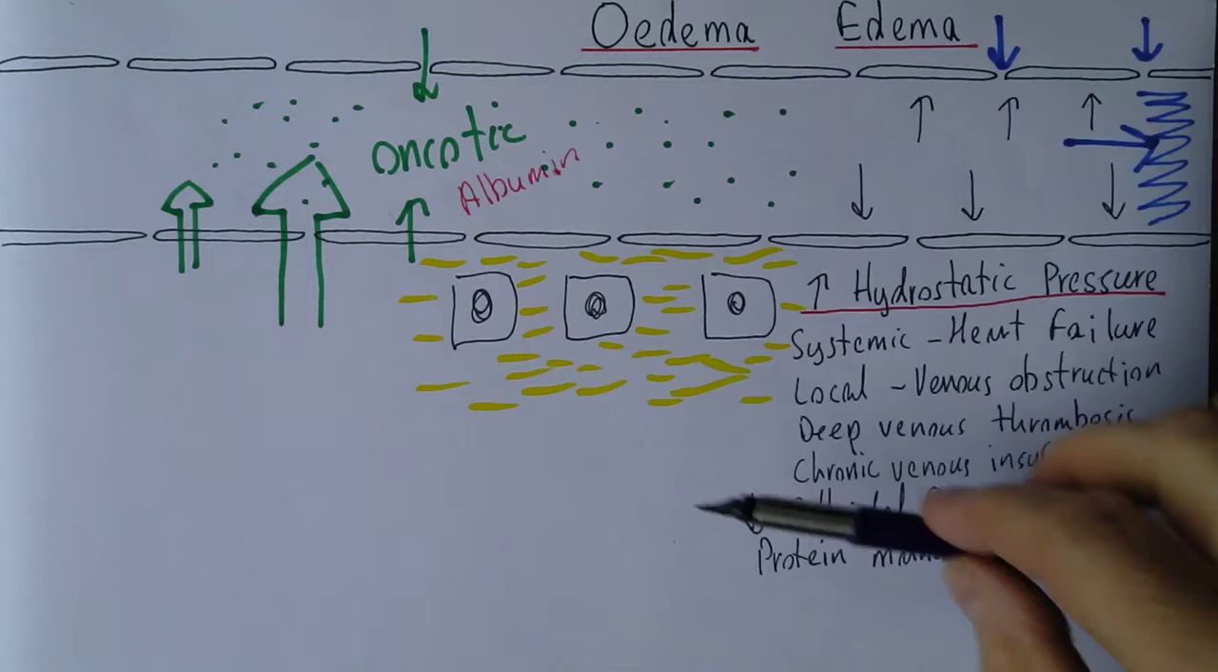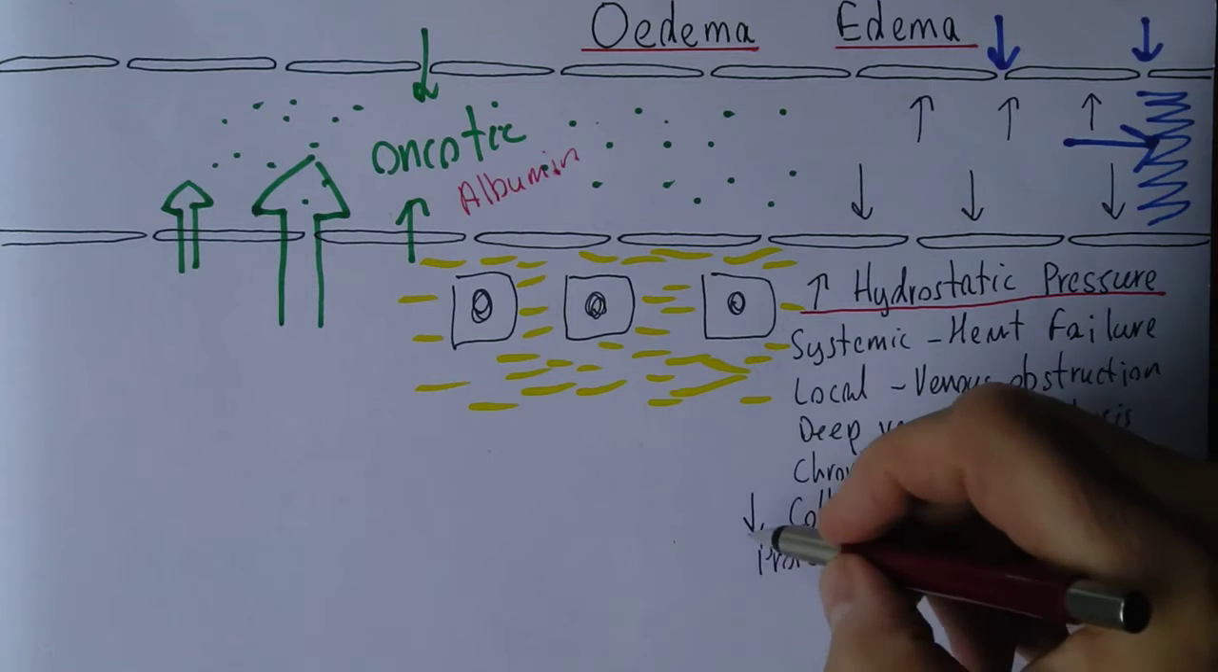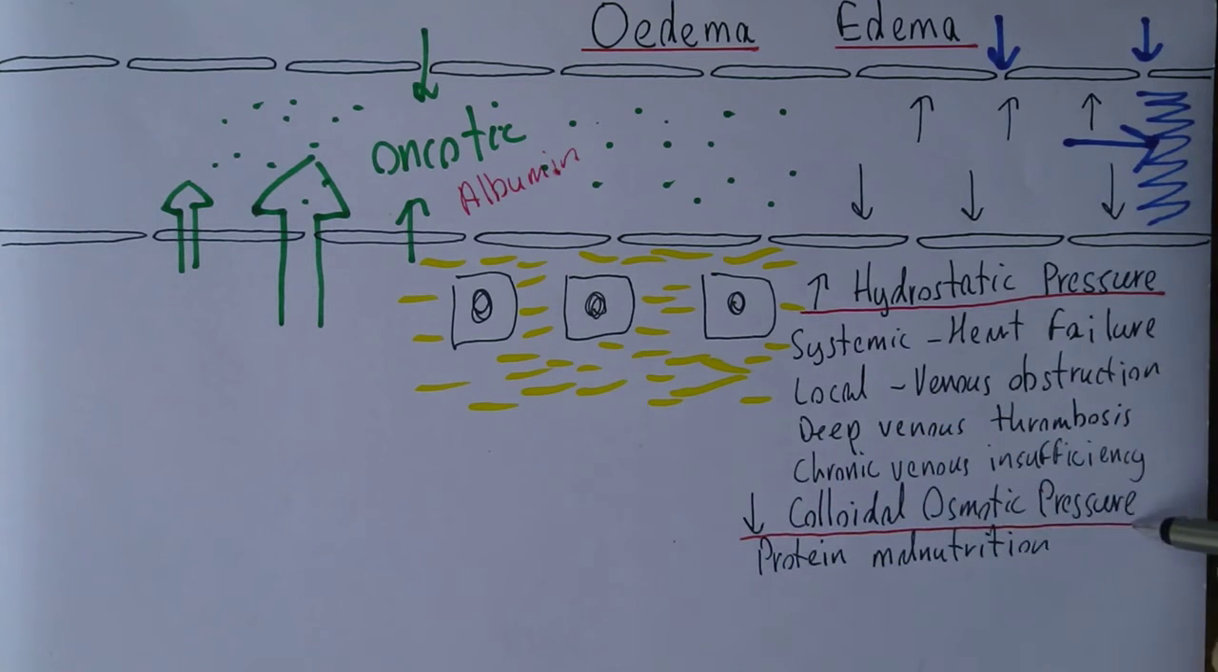But if there's no amino acids or not enough amino acids, the liver can no longer perform that function. So simple malnutrition can lead to reduced colloidal osmotic pressure.